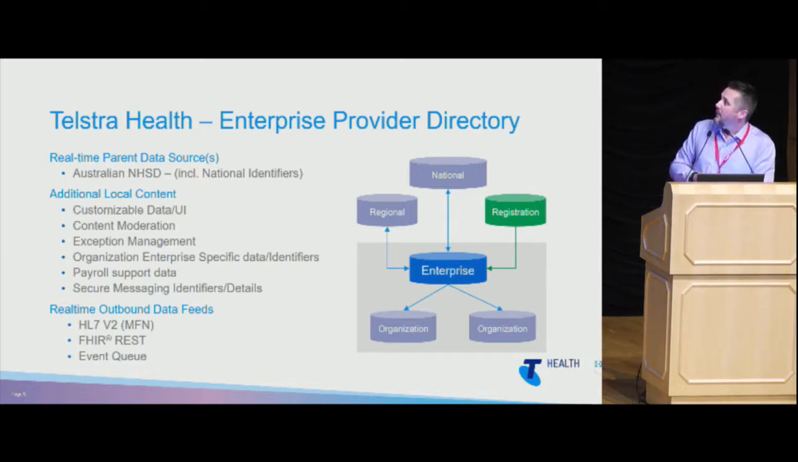So we have real-time outbound feeds through HL7v2. We have a FHIR REST API, which can provide that content out, and we have an event queue, which is passing the FHIR content around.